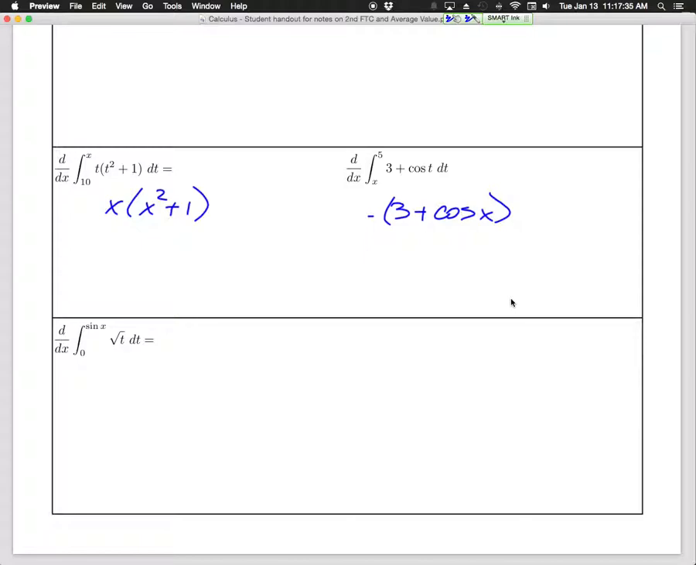What if you have x on top and bottom? That's not going to happen. What if there's no number? You're always plugging in the variable. If they want you to use the second fundamental theorem of calculus, there's going to be a variable in there. Okay, then on this last one, what's it going to equal?